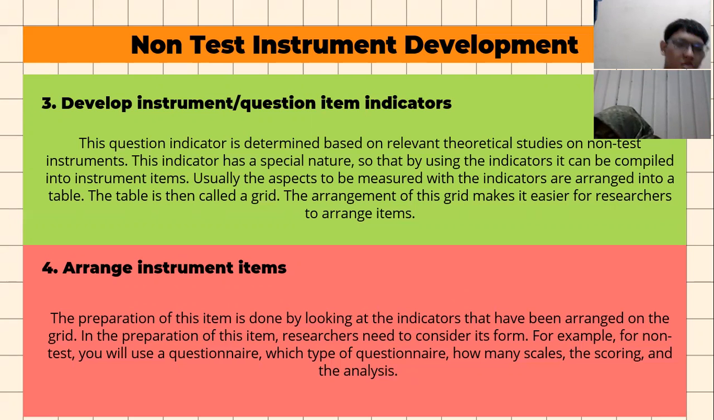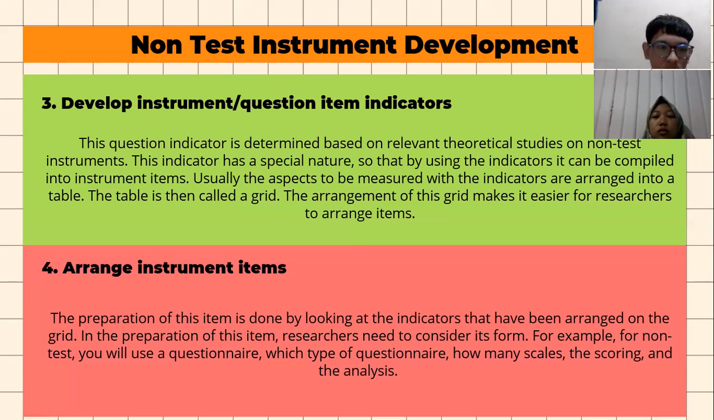The fourth step is arrange the instrument items. The preparation of this item is done by looking at the indicators. We already have the indicators. We already have the grid. Then we have them arranged on the grid. In the preparation of this item, researchers need to consider its form. For example, for non-test, you will use a questionnaire. Which type of questionnaire? How many scales, and scoring and analysis.